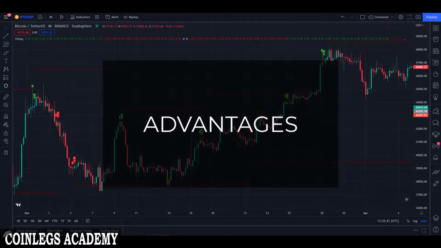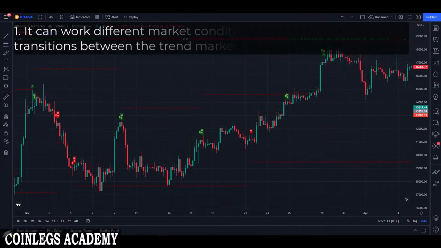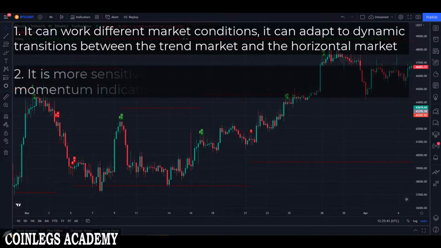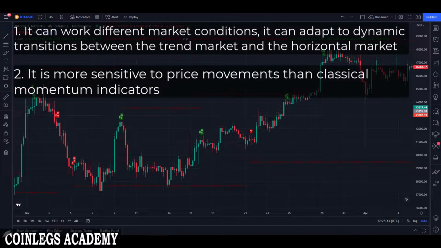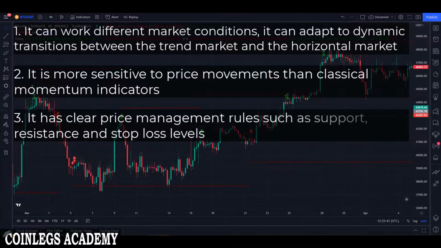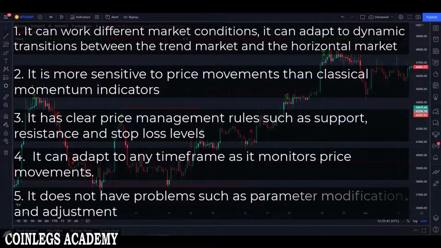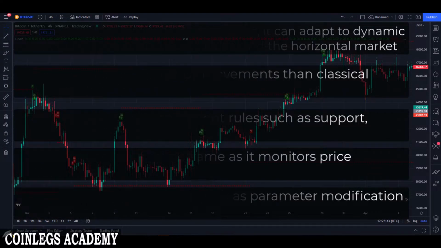Now, let's see why it will be advantageous for you to use Td Sequential. First, it can work in different market conditions, and most importantly, it can adapt to dynamic transitions between the trend market and the horizontal market. Second, it is more sensitive to price movements than classical momentum indicators. Third, it has clear price management rules such as support, resistance, and stop levels. Fourth, it can adapt to any time frame as it monitors price movements. Fifth, it does not have problems such as parameter modification and adjustment.